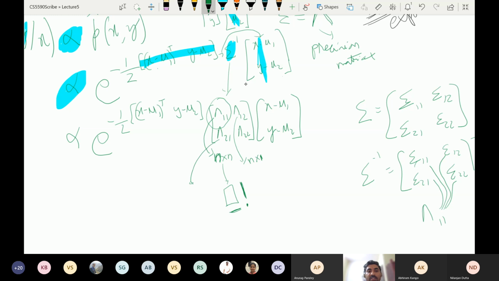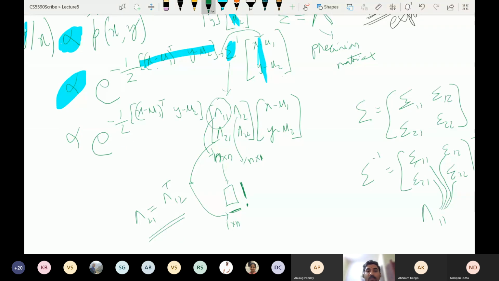So just to finish, what is the dimensionality of this? 1 cross n. In fact, can anybody tell me a relationship between lambda 1 2 and lambda 2 1? These two matrices, there is a relationship. Very good. So this is the transpose of this. Why? Symmetry. Very good. The covariance matrix is a symmetric matrix, so the precision matrix also will be a symmetric matrix. So because it is symmetric, this will be true.